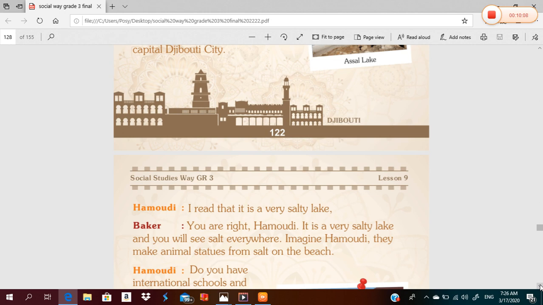Bakir: Hamoudi, I read that it is a very salty lake. Hamoudi: Bakir, you are right. It is a very salty lake, and you will see salt everywhere. Imagine, they make animal statues from salt on the beach.